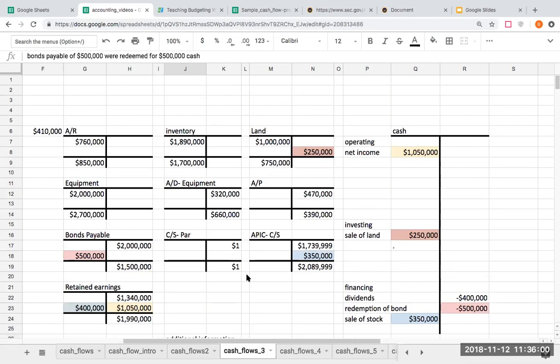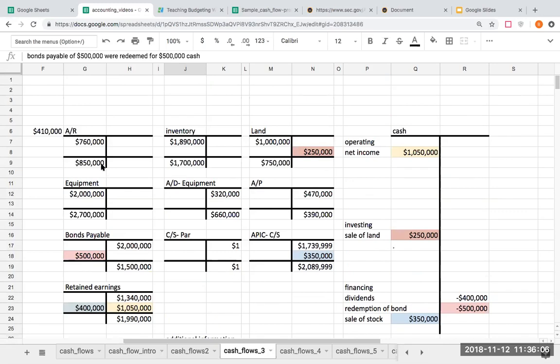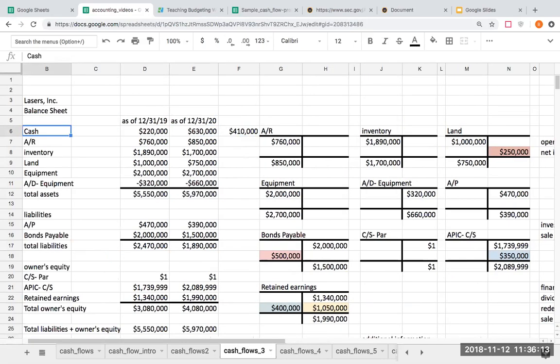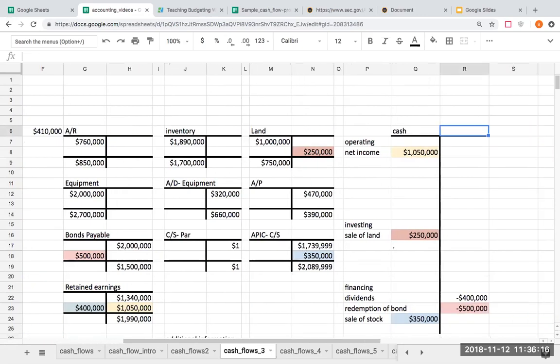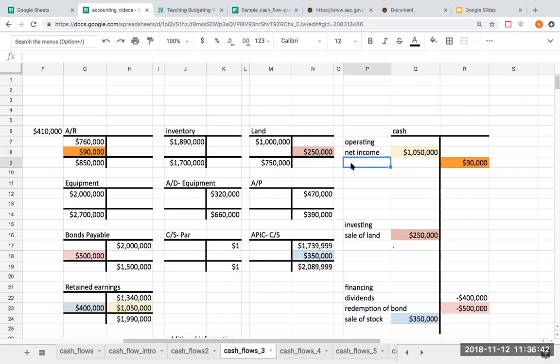So let's now go up here. Now that we've dealt with the additional information, we're ready to look at the various different accounts. Again, my overall goal is I need to get to an overall increase in my cash account of $410,000. So with accounts receivable, it went from $760,000 to $850,000, or an increase of $90,000. So what do I do with this $90,000? Well, over here, I'm going to do the opposite to cash, or a credit of $90,000. Once I'm over here, then I describe it. I say this is an increase in accounts receivable.